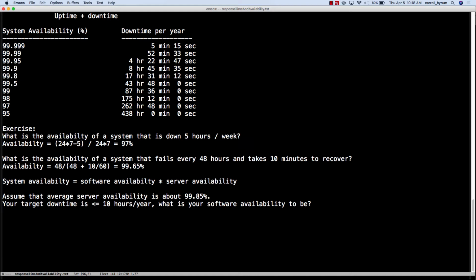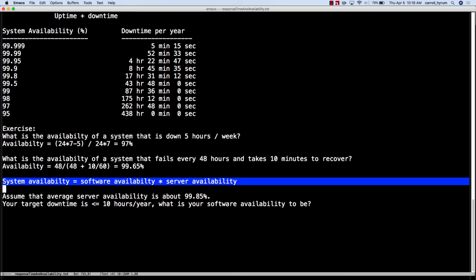Okay, so we've chosen our server solution, and it's got 99.85% availability. And we want the target downtime to be less than 10 hours per year. So what is this? This is our input. What are we trying to calculate with this? Or what can we calculate with this? Of the three terms here, downtime refers to which of those three? System availability. The system availability.